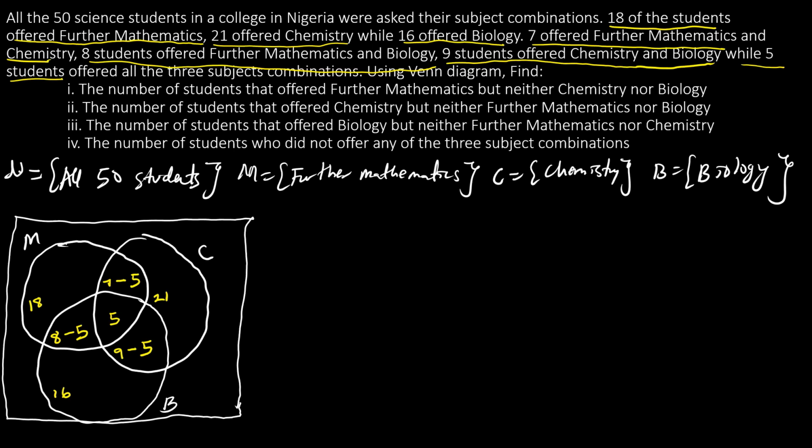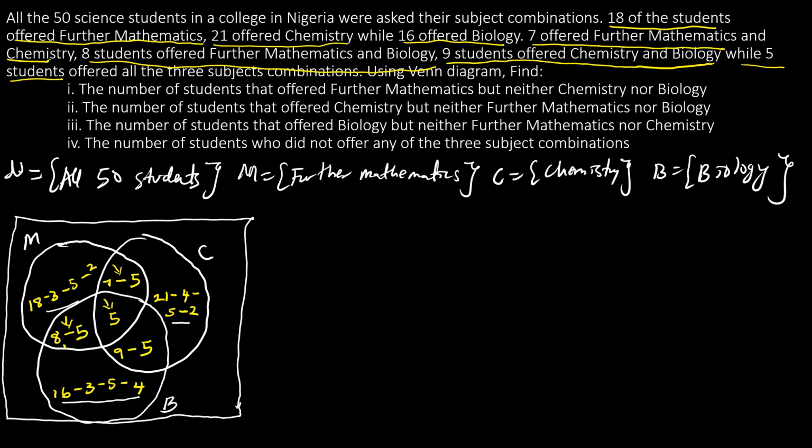And now to get the number of students that are offering only mathematics, that is for the mathematics, but they are not offering chemistry and biology, we are going to subtract what we have here, and what we have here from 18. So this is minus 8 minus 5 is 3, minus 5, and this is minus 7 minus 5, which is 2. The same thing is applicable here, we subtract from 21, we subtract 9 minus 5, which is 4, minus 5, the 5 we have at the center, and minus 7 minus 5, which is 2. The same thing here, we subtract 8 minus 5 from here, that is 3, this is minus 5, and 9 minus 5, which is 4. So, whatever we have here is the number of students offering only biology. What we have here is the number of students offering only chemistry. And what we have here is the number of students offering only mathematics.